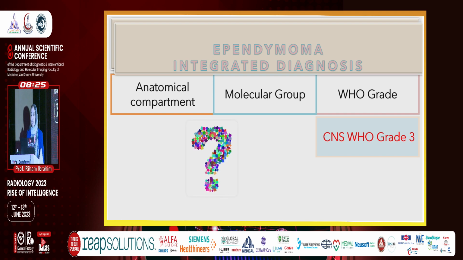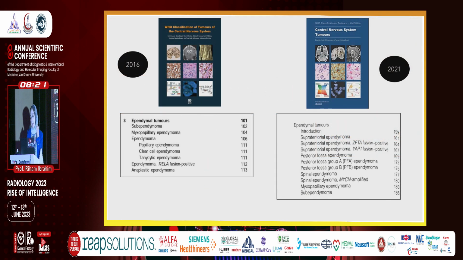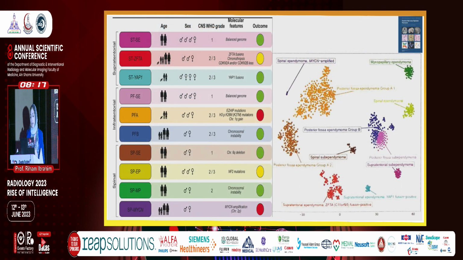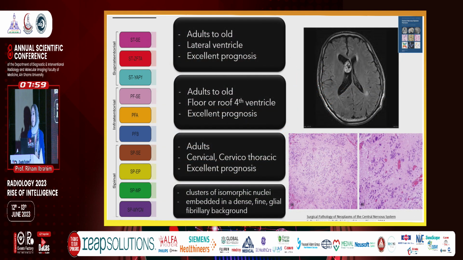Anatomical compartment and the molecular group, of course, we know now it is a posterior fossa. Again, this is the refined classification of the ependymoma. I'm not going to go through all of them because we don't have a lot of time. But again, we have different groups in different compartments. The supratentorial, they have groups. Infratentorial, they have groups. And also spinal, they have groups. And this was all done by the DNA methylation profiling, as my dear Dr. Iman mentioned. So I'm skipping those.